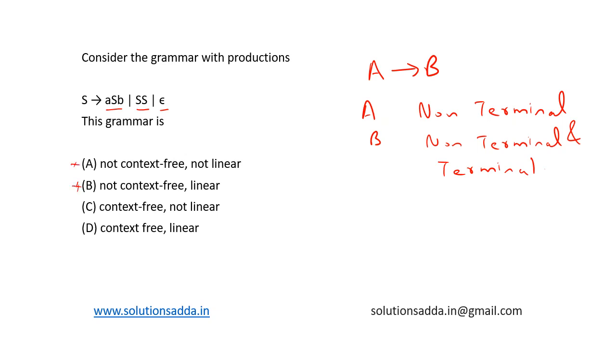Let's see the other 2 options. Here one more option is given: it is linear or not linear. According to linear grammar, it is a context-free grammar that has at most one non-terminal on the right-hand side of each of its productions. So the given grammar cannot be linear because of the production S derives SS. There can be at most only one non-terminal. Here there are 2 non-terminals. So the given grammar is not linear. So option C is the correct answer. It is context-free as well as not linear.